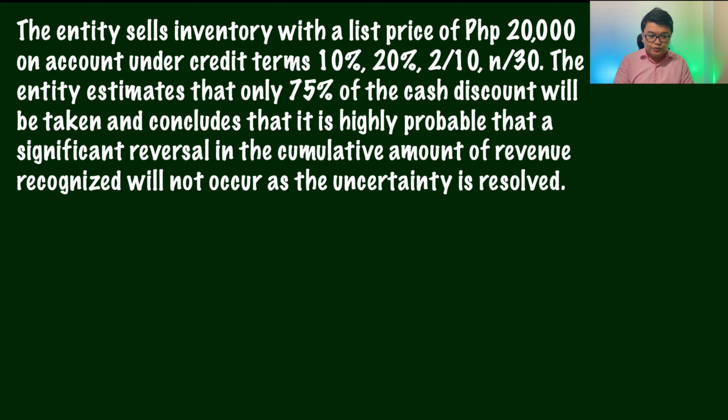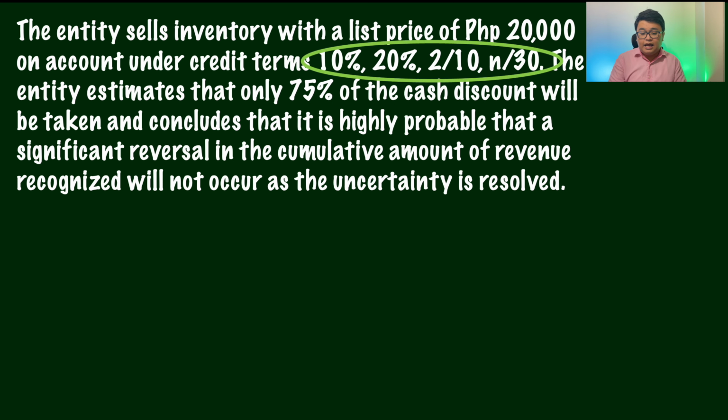Let's have an example. The entity sells inventory with a list price of 20,000 pesos on account under credit terms 10%, 20%, 2/10, n/30. As of now, we ignore the probability. This is not considered under GAAP. We have observed that there is a set of discounts here: there's the 10% and 20%, 2/10, and n/30.